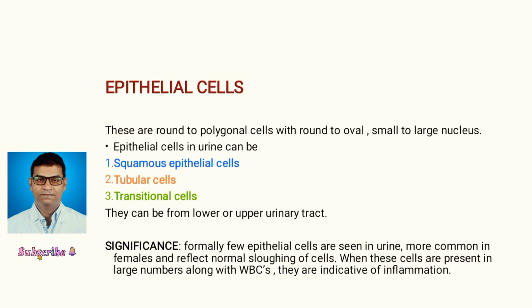Coming to epithelial cells, these are cells which are round to polygonal or round to oval with a small to large nucleus. Epithelial cells in the urine can be squamous epithelial cells, tubular cells, or transitional cells, and they can be from the lower or the upper urinary tract. What is the significance of these epithelial cells? Normally, a few epithelial cells are seen in urine and they are more common in females and reflect normal sloughing of the cells. When these cells are present in large numbers along with WBCs, then they are indicative of inflammation.